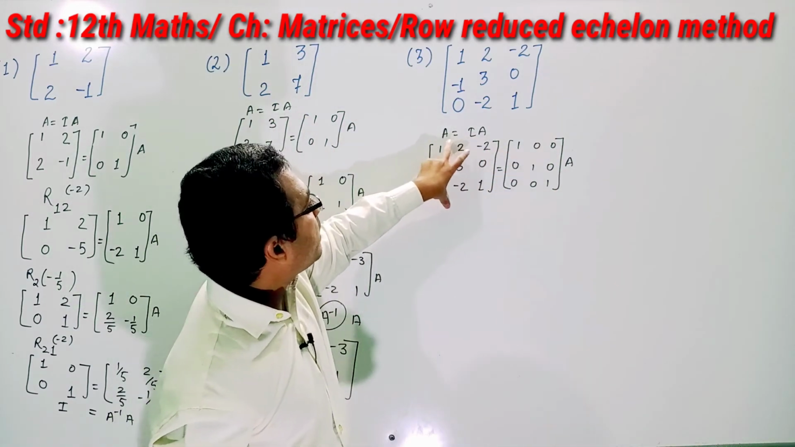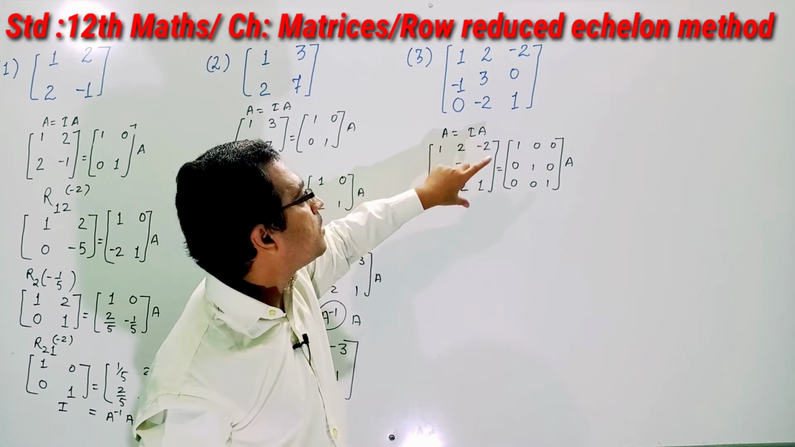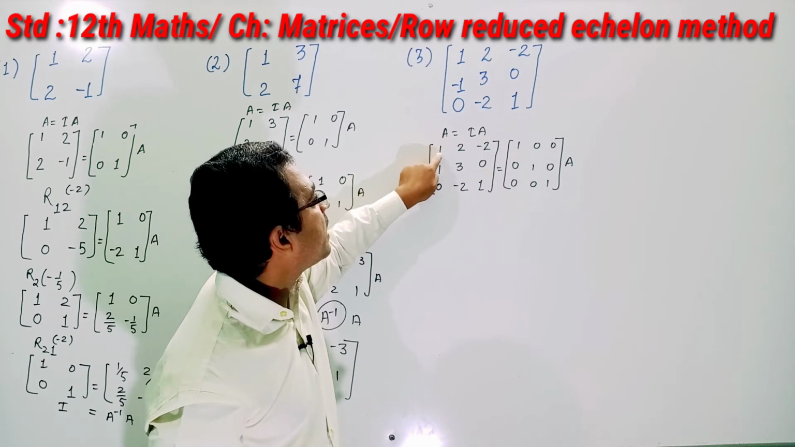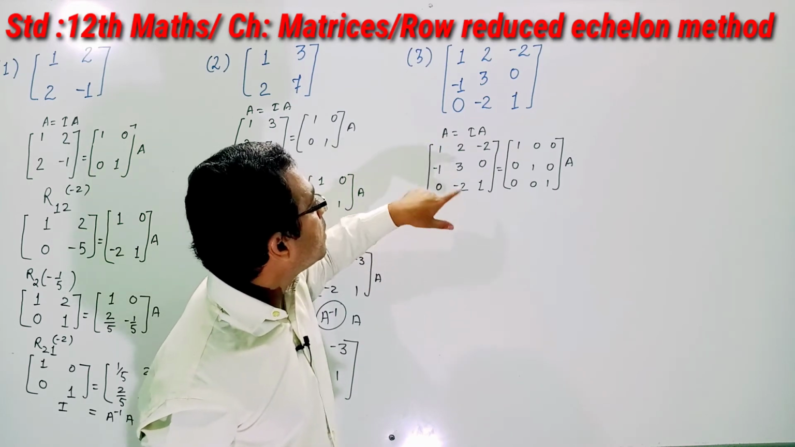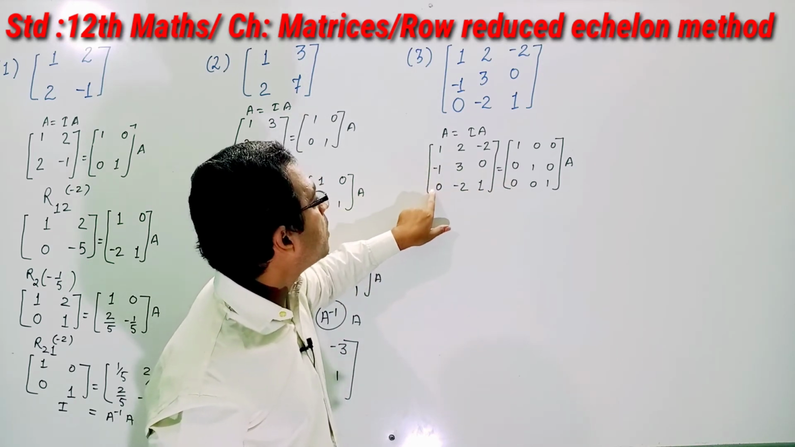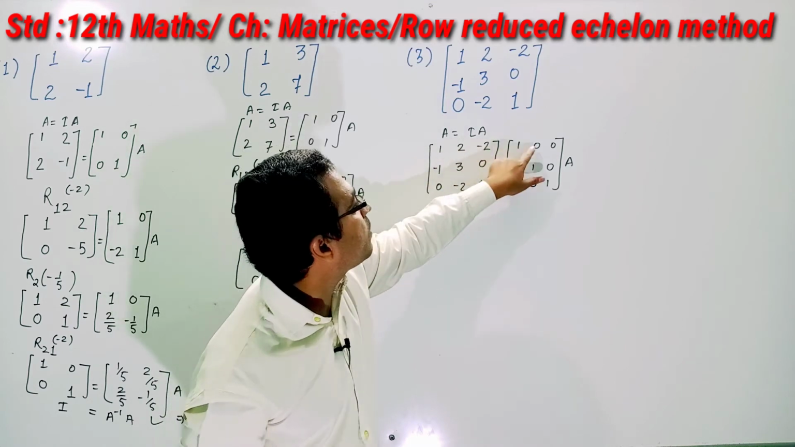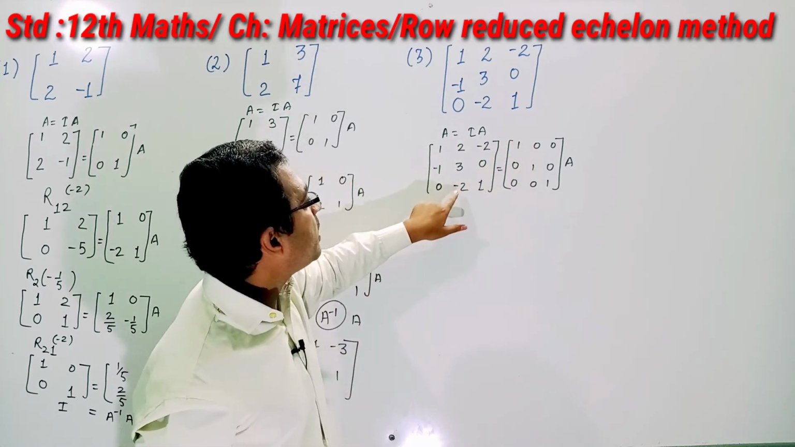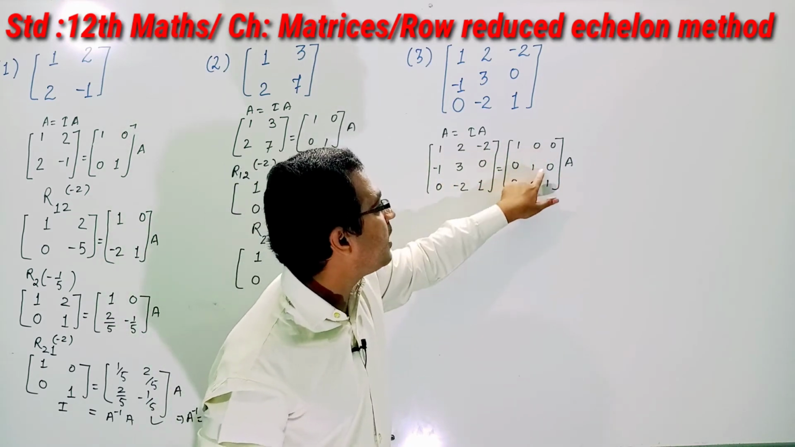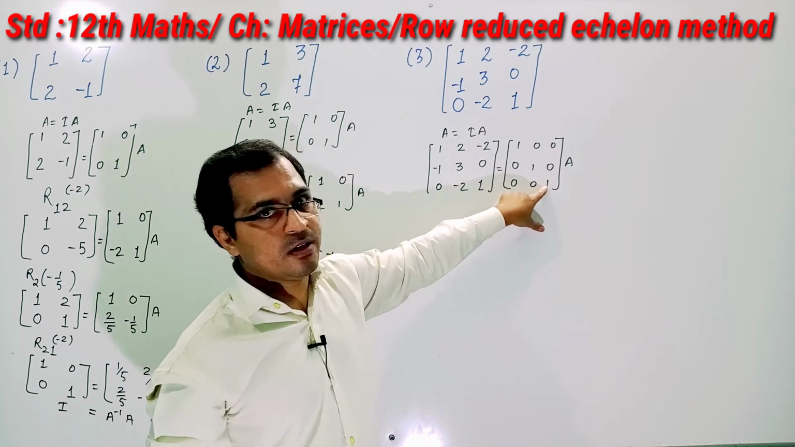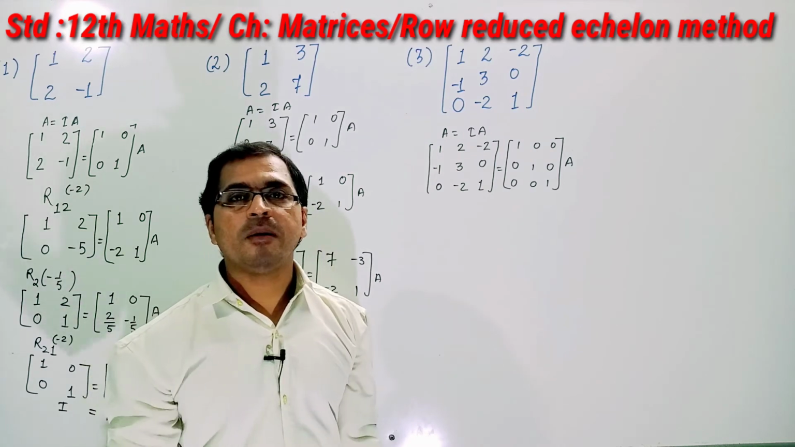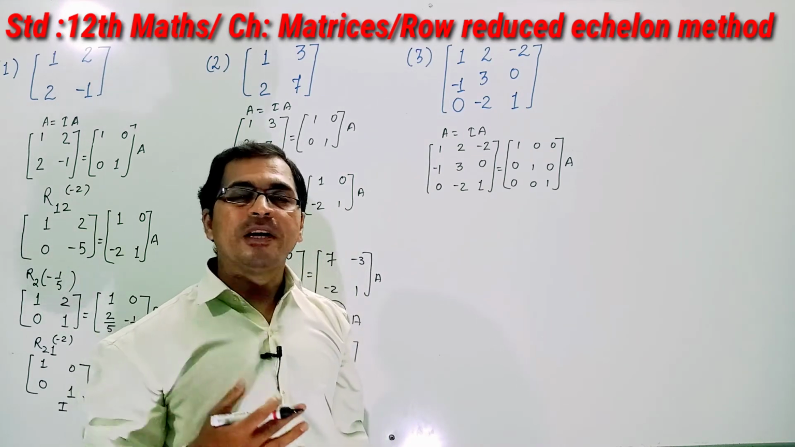Okay students, in place of this matrix you need the identity matrix. So just see from here, 1 is already over here, so we don't need to disturb this element. Here we require 0, 0 is already over here, so we don't need to disturb this element. Similarly, in place of 2 we require 0, in place of 3 we require 1, in place of minus 2 we require 0, in place of minus 2 we require 0, in place of 0 it is already 0, and in place of 1 it is already 1.